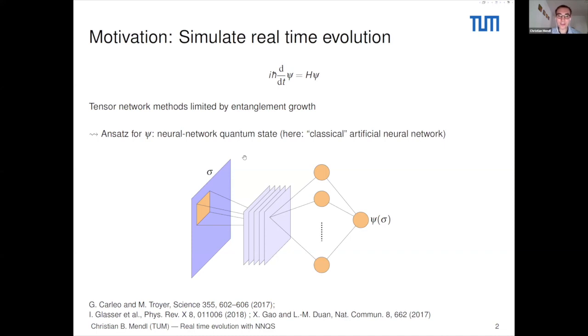Specifically in this talk, we will consider a discrete spin variable as input. So this sigma is just a vector of binary strings. Then we feed it through this classical network, and it outputs psi at this spin configuration. We will also explore a convolutional layer. And I should also mention that these internal weights and bias values are complex valued.